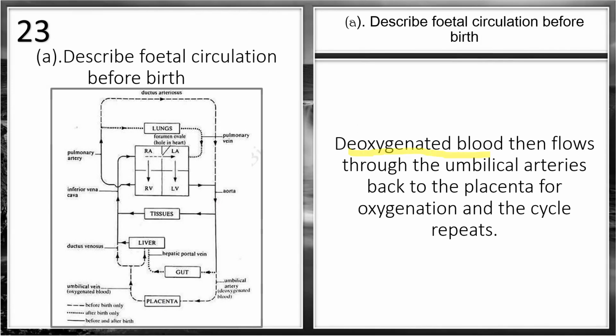Deoxygenated blood then flows through the umbilical arteries back to the placenta for oxygenation, and the cycle repeats. So this deoxygenated blood that has come through the ductus arteriosus, when it connects to the aorta, will be carried to the umbilical artery, where it will be taken to the placenta for oxygenation.